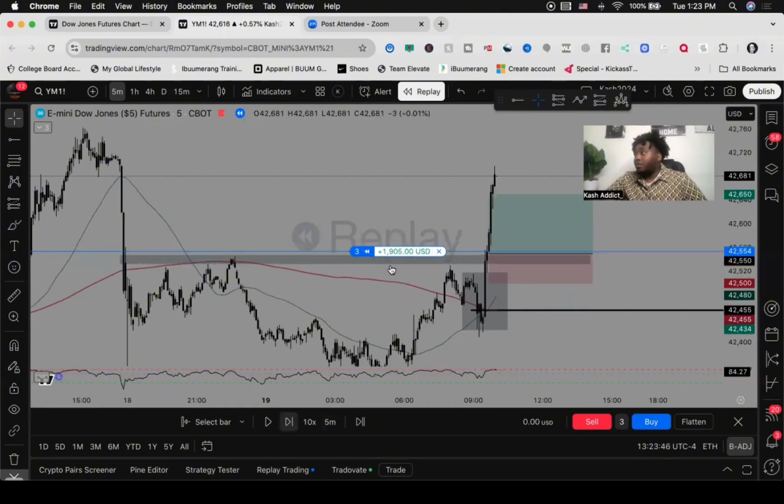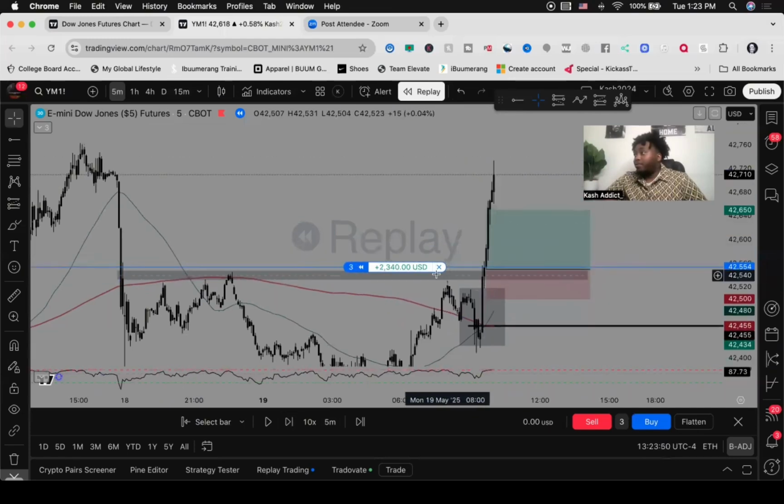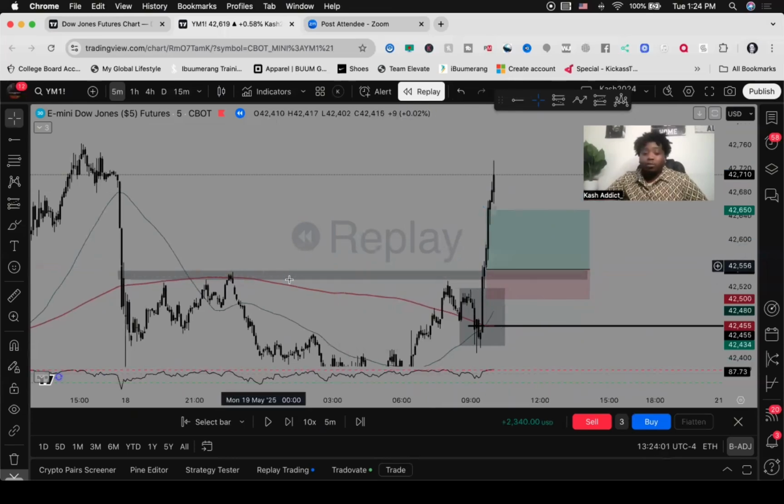All right, boom. As you see, it kept going. We can go ahead and close this trade. 2,300 just off of the breakout of the box. And then we got a break of this supply area right here. So a break of structure.